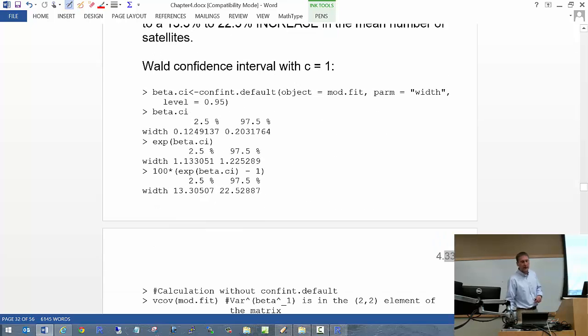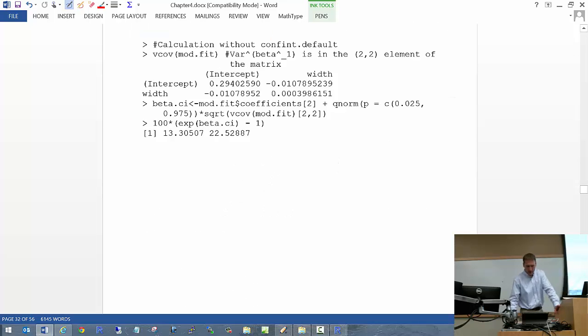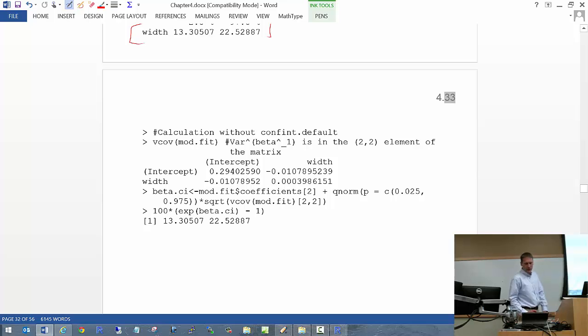Speaking of Wald confidence intervals, what we could also do is use the confint.default function as well. It works very similarly to what we've seen in the past, and in fact the interval is very similar as well. And I guess also for emphasis, on page 33 I show you what you could do without confint or profile likelihood. You could do this all essentially using by-hand formulas, which you are responsible for.